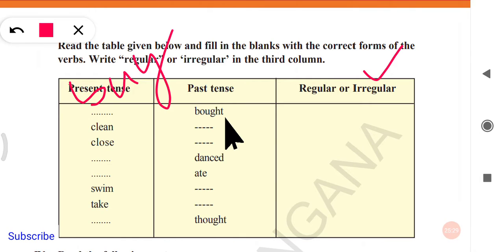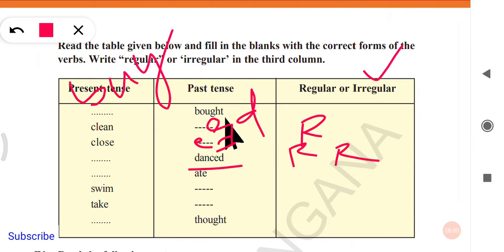Next, second one, clean. What is the past form? Cleaned. Here we are adding ed, so that is regular. Next, third one, close, closed, again ed, so again it is regular. Next, dance, danced, we have already ed here, that one is also regular. Next, eat, ate. That is not regular, that is irregular.